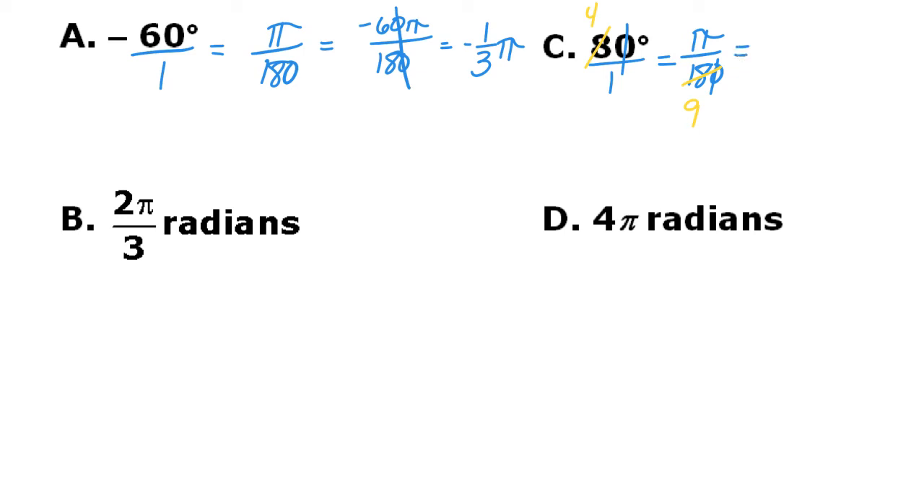I prefer to do it this way. Some people don't like to do it this way because it looks a little uglier, a little less clean. But we do 4 times pi, which is 4 pi, and then 1 times 9, which is 9. So 80 degrees is 4/9 pi.